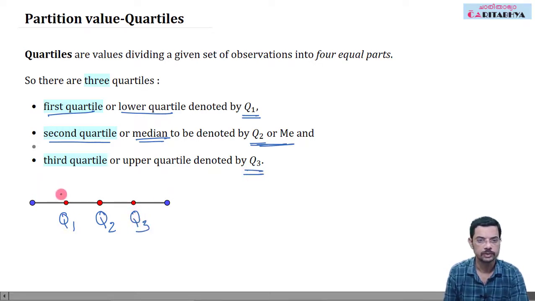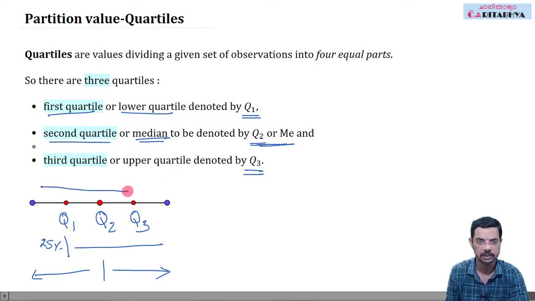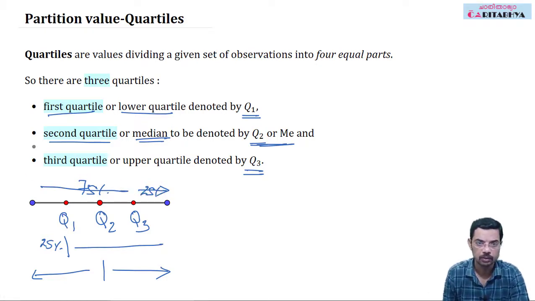We can observe that 25% of the observations are less than the first quartile and 75% of the observations are greater than the first quartile. Same way, for the second quartile, 50% are less than the second quartile and 50% are more than the second quartile. For the third quartile, 75% is less than the third quartile and 25% is more than the third quartile. So that is what we have in the quartile section.